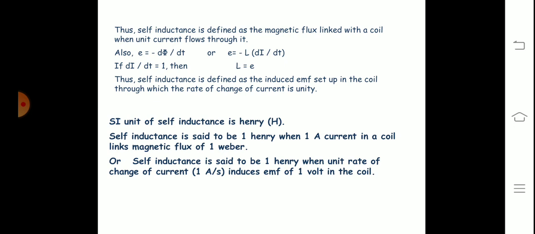Self-inductance is said to be 1 Henry when 1 ampere current in the coil links a magnetic flux of 1 Weber. Weber is the unit of flux. Or self-inductance is said to be 1 Henry when a unit rate of change of current, 1 ampere per second, induces an EMF of 1 volt in the coil.